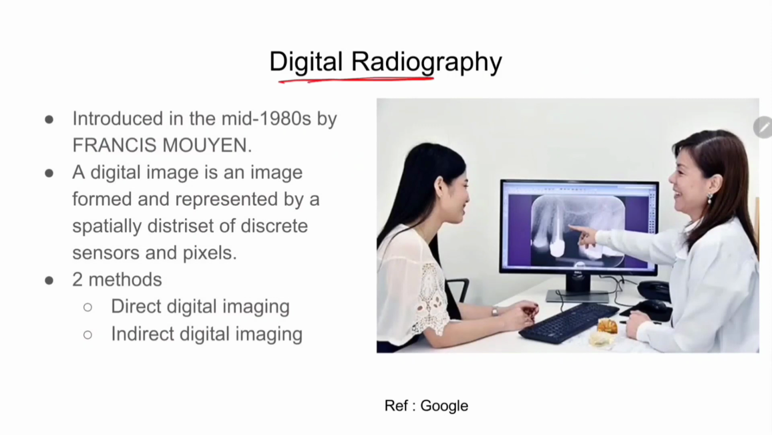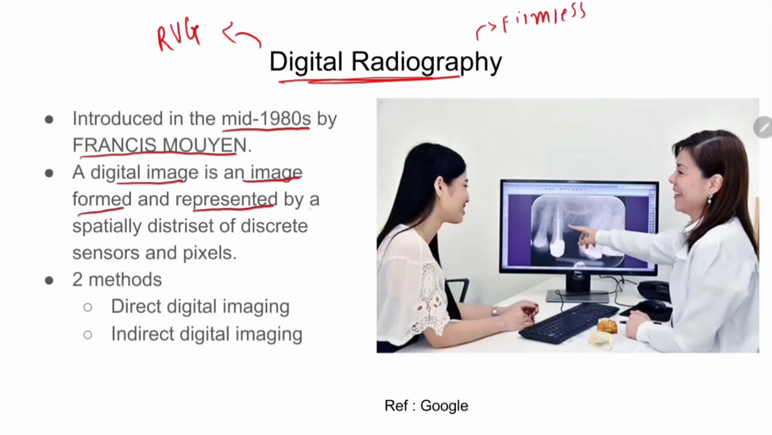Now next is digital radiography, which is filmless radiography. RVG is an example of digital radiography, and nowadays we are using RVGs only, but in colleges we are still using the intraoral periapical radiograph, which is IOPA. It was introduced in the mid-1980s by Francis Mouyen. A digital image is an image formed and represented by a spatially distinct set of discrete sensors and pixels.